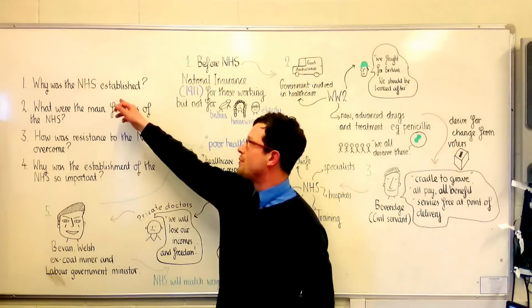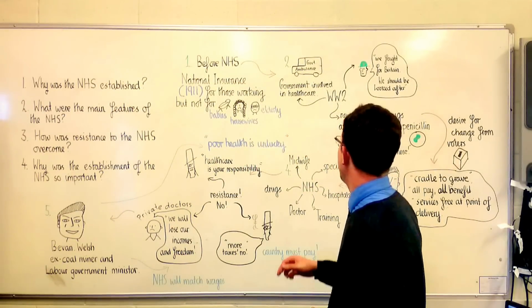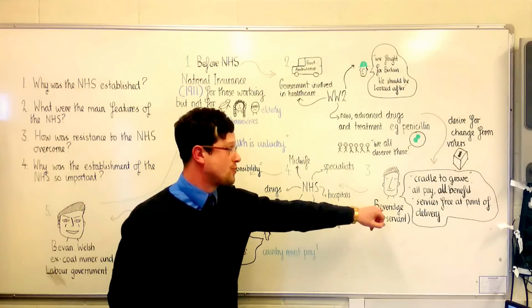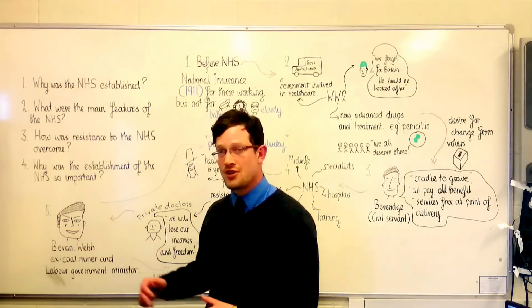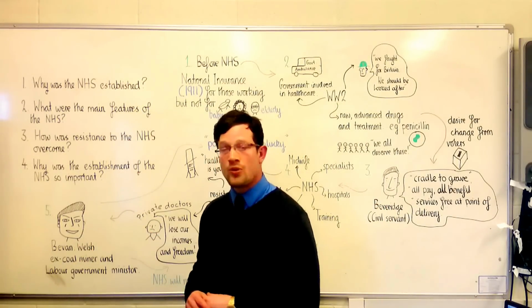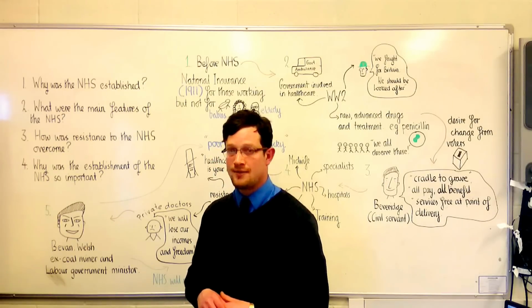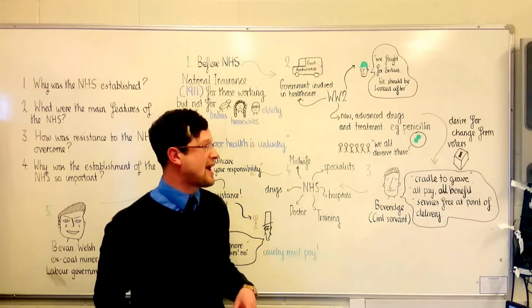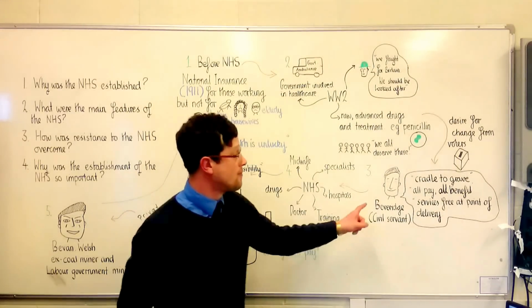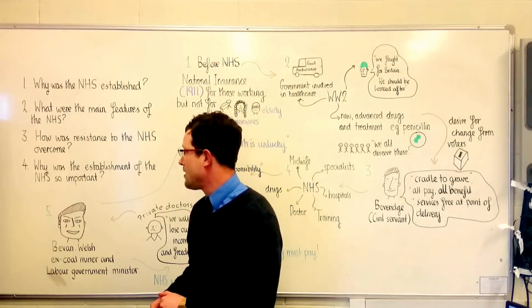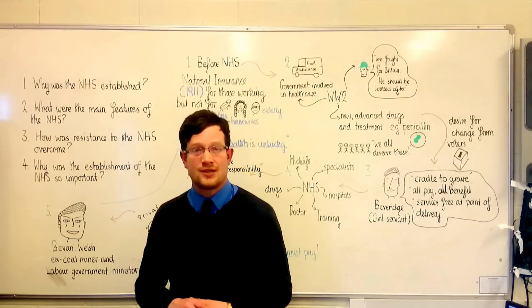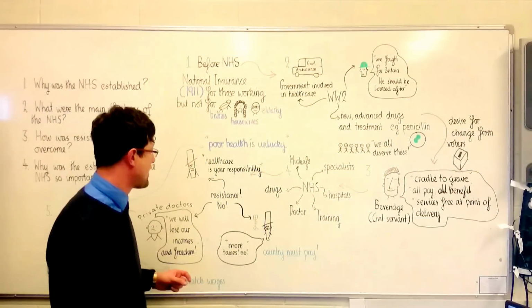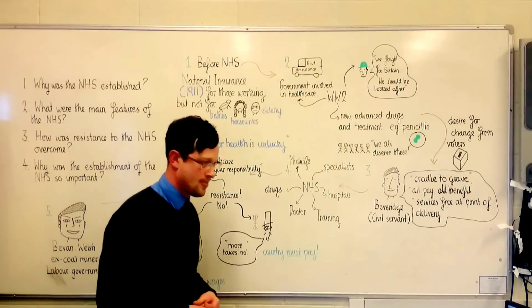Number 1, why was the NHS established? The answer to that are these reasons here, World War II, and then you've also got the contributions of Beveridge and the contributions of Bevan. Number 2, what were the main features of the NHS? For this, you need to be able to describe these things here and also how they are underpinned by these concepts here. 3, how is resistance to the NHS overcome? That simply is what Bevan does about these examples of resistance.